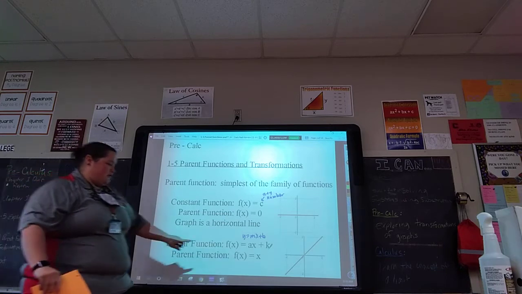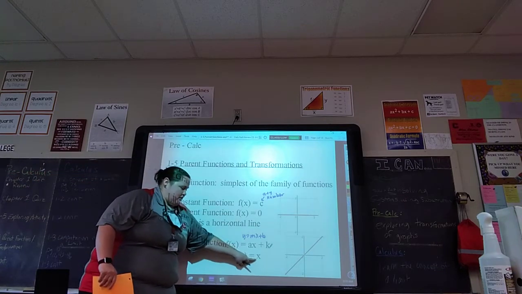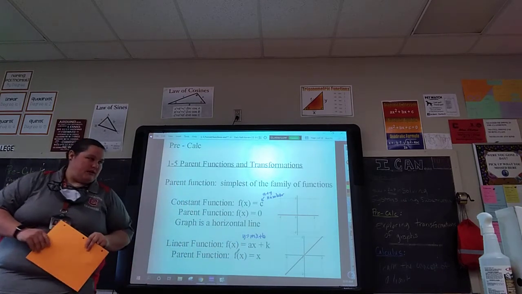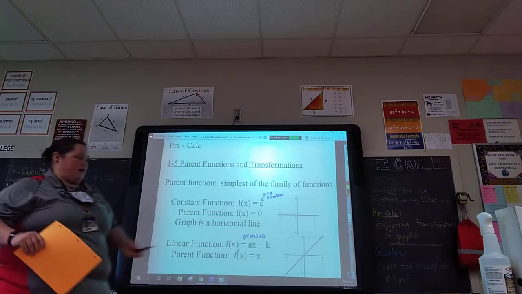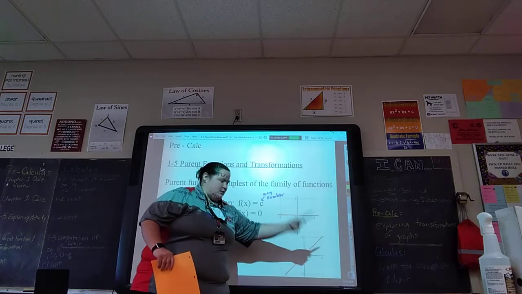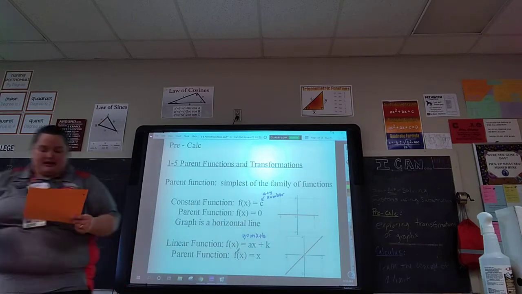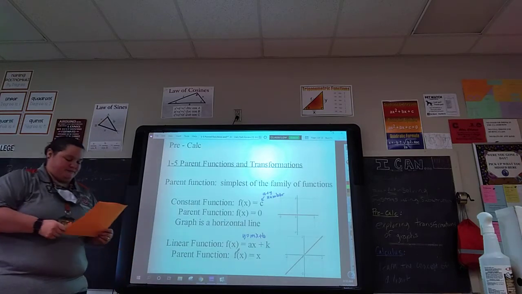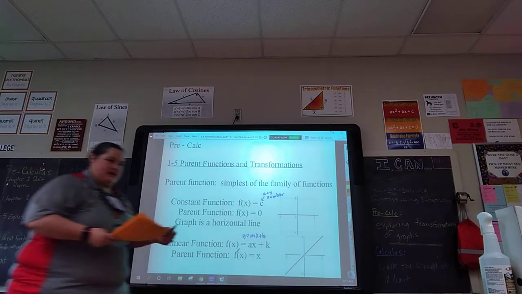And then the parent function for the linear equation is just a plain x. When you do plain x, that means the y-intercept is at 0 and the slope is 1. So that's the most basic line that we talked about. Okay, ready to go to the next page.